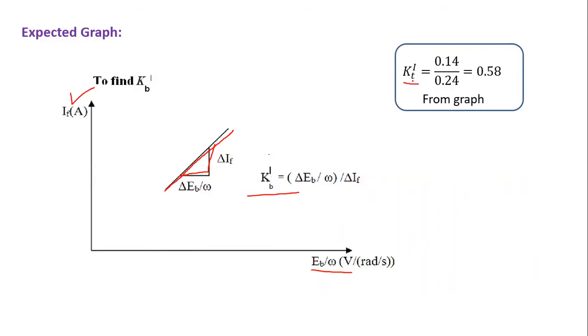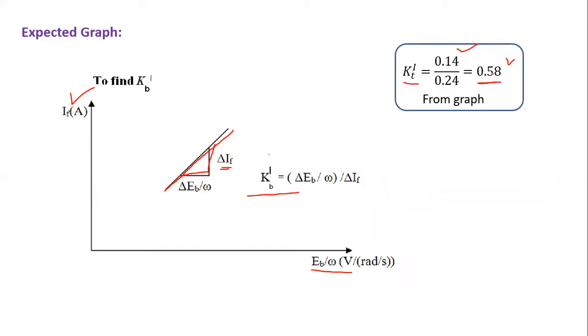And if we draw a graph from the previous tabular column, the change in back EMF by angular velocity against the field current, it will come approximately like this. So 0.14 by 0.24. From this we are getting 0.58. This is the back EMF constant, which is equal to the torque constant. This is the value we are getting from the graph.